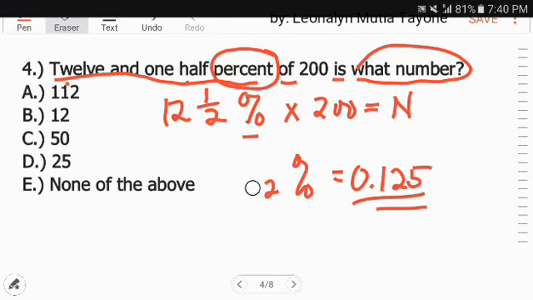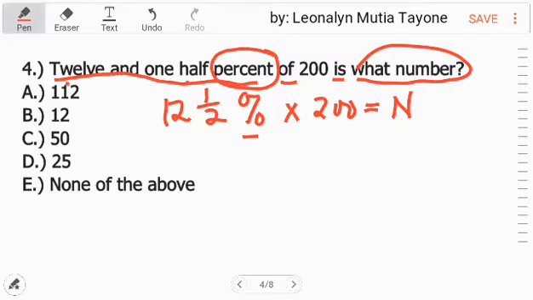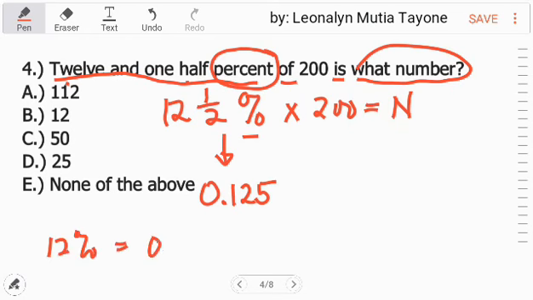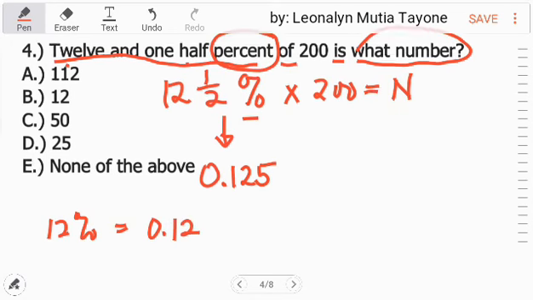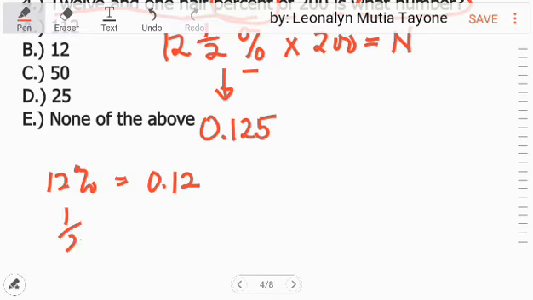I-delete natin ito. At 12.5% is equivalent to 0.125. Again, isa-isahin natin. Si 12%, that is 0.12. Si 0.5%, maraming nalilito dito.